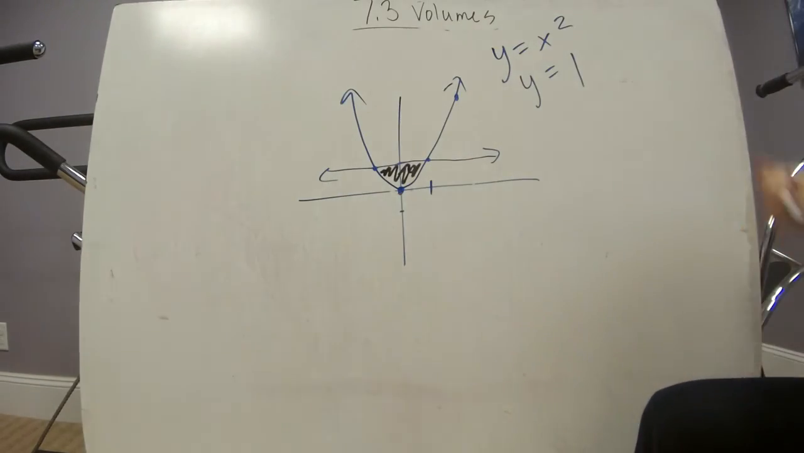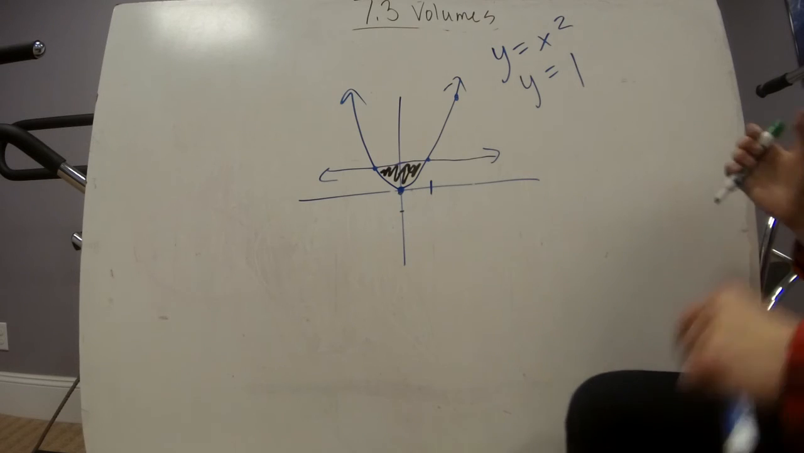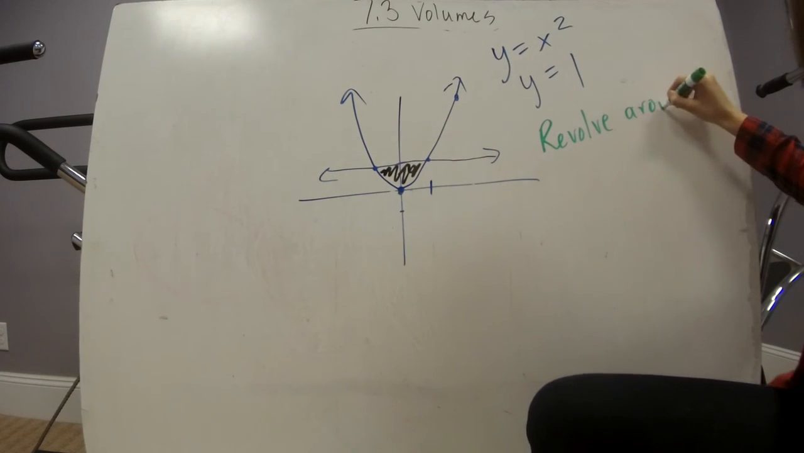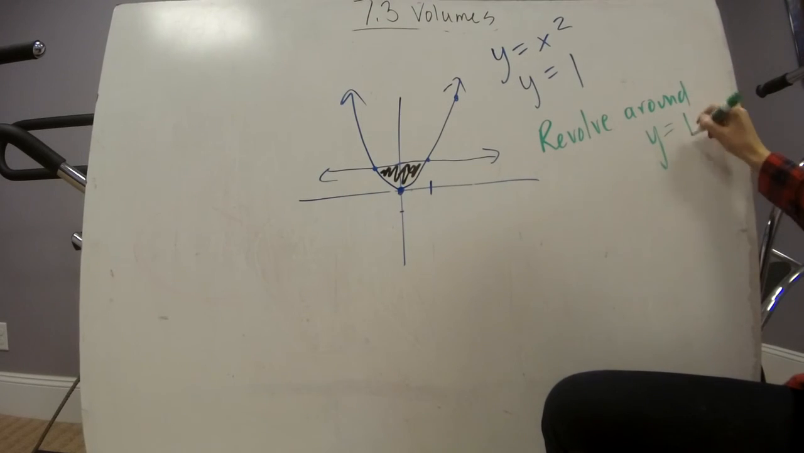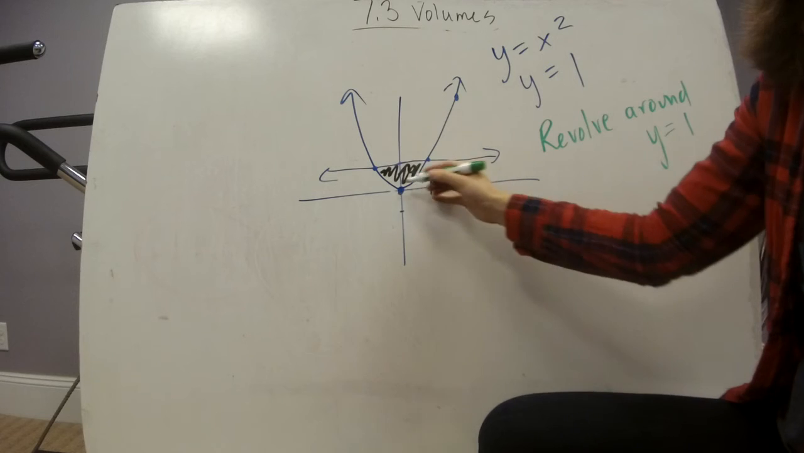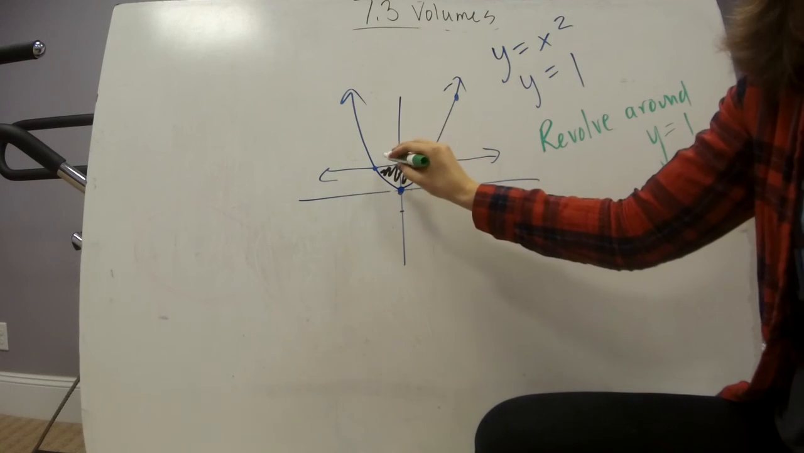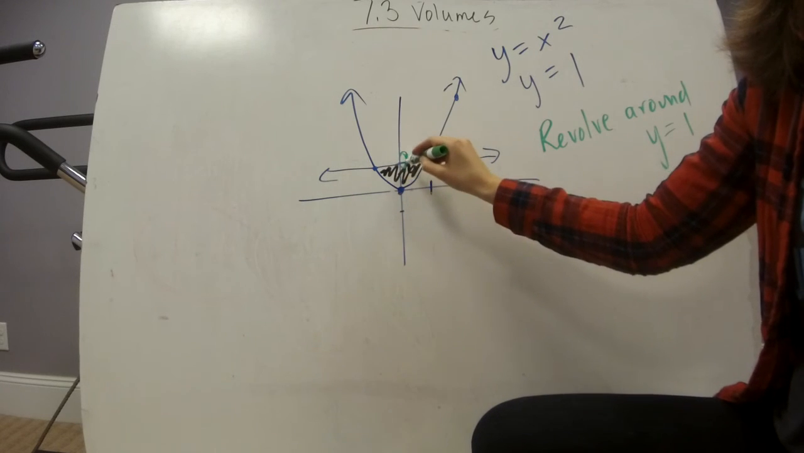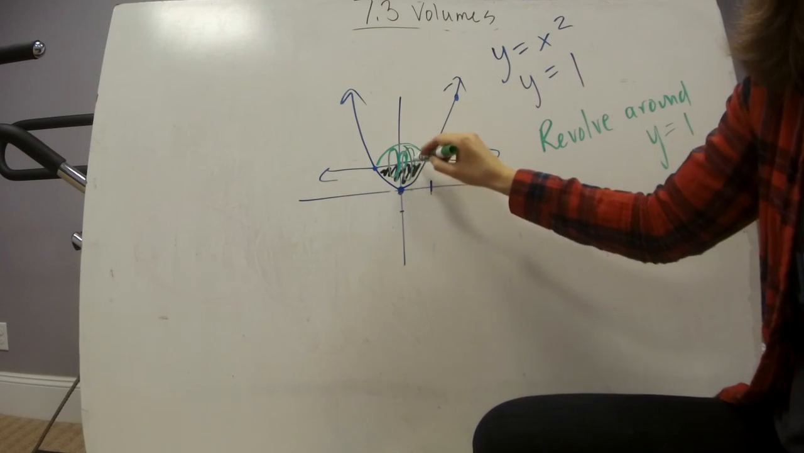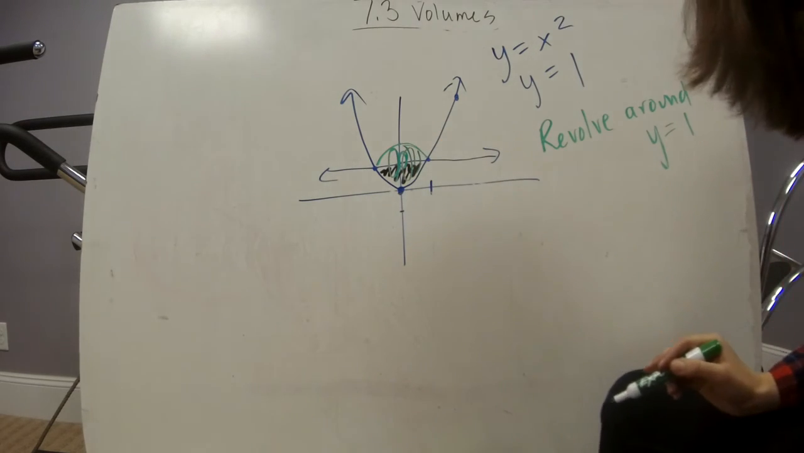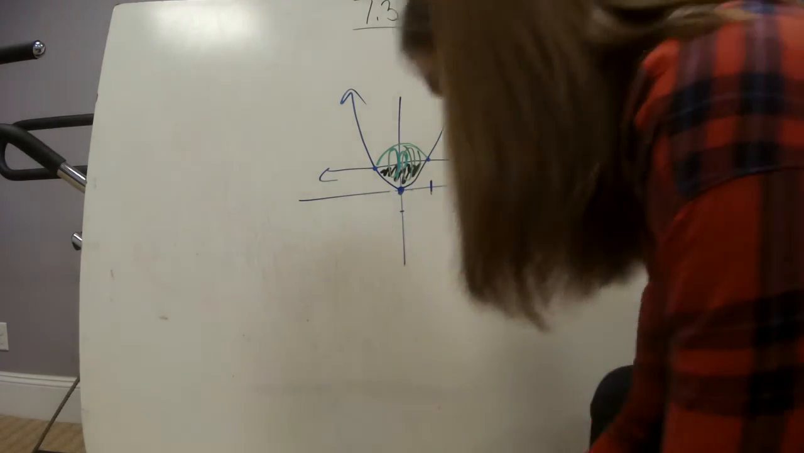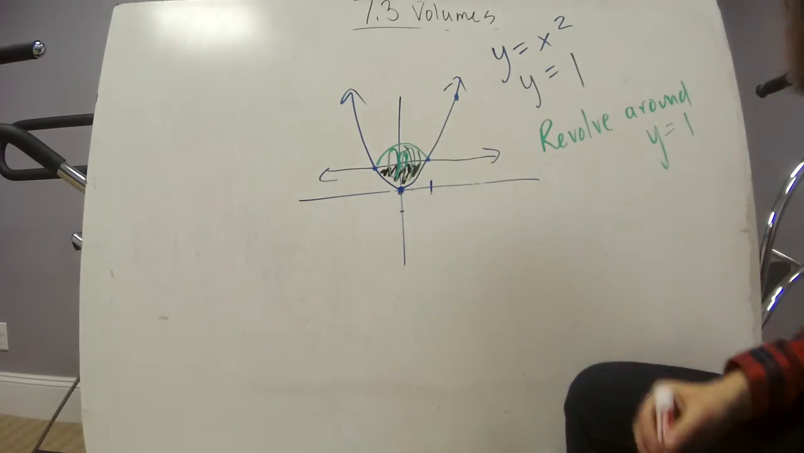Because instead of doing the washer method, they say revolve around y equals 1. So actually, saying let this line, which is parallel to the x-axis, they're saying revolve around this line, which means this would just kind of look like this. This would be like this, right? So this is just something that looks like a little football, really, when you stop revolving around it.